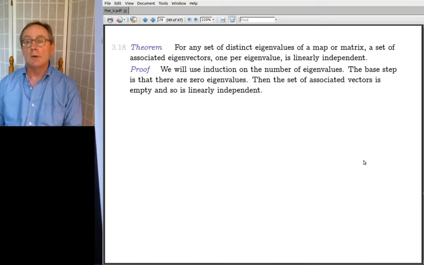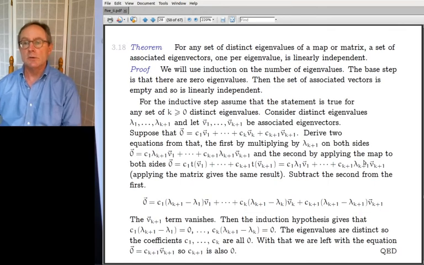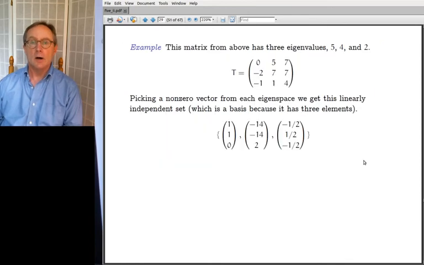So the proof is done by induction on the number of eigenvalues, and the base step is that there are zero eigenvalues, and so the set of associated eigenvectors is empty, and so the empty set is technically linearly independent. And for the inductive step, you just sort of go up by one. But again, I'm going to pass over that in favor of doing the computations.